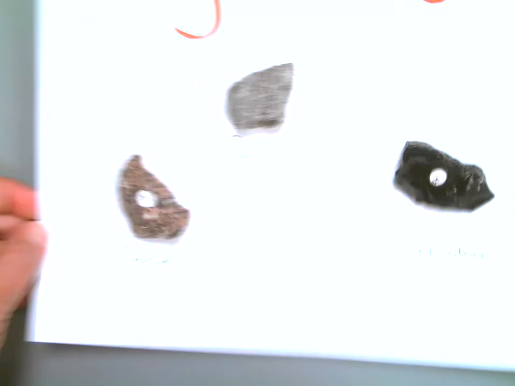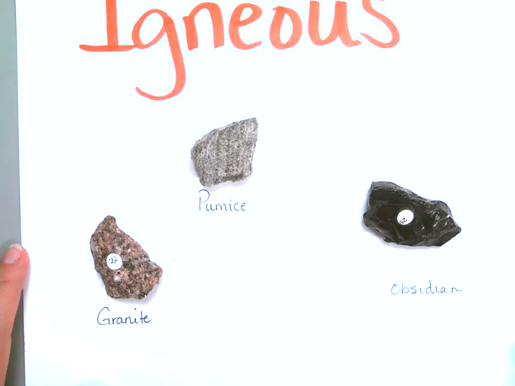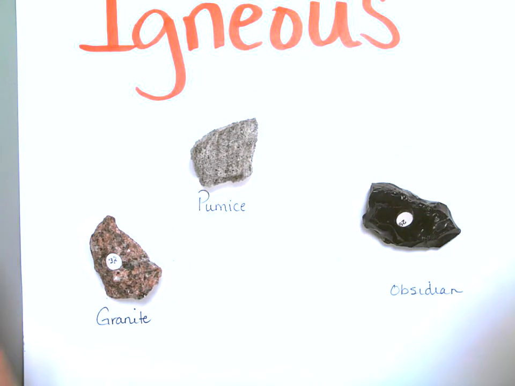Then the last type of rock we're going to look at, these are my favorite. These are the igneous rocks. And igneous means of fire. So these rocks were formed due to some kind of volcanic activity.